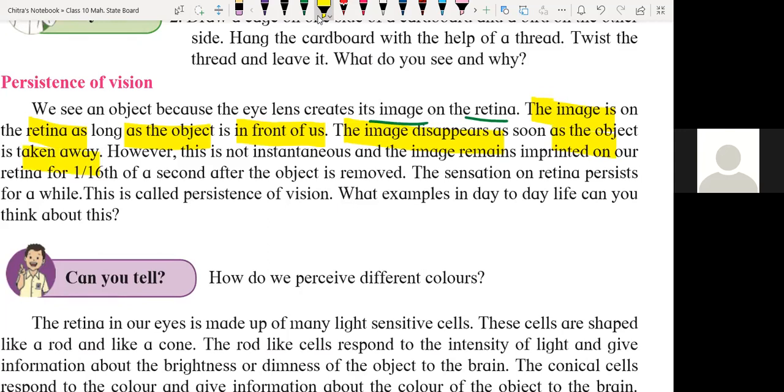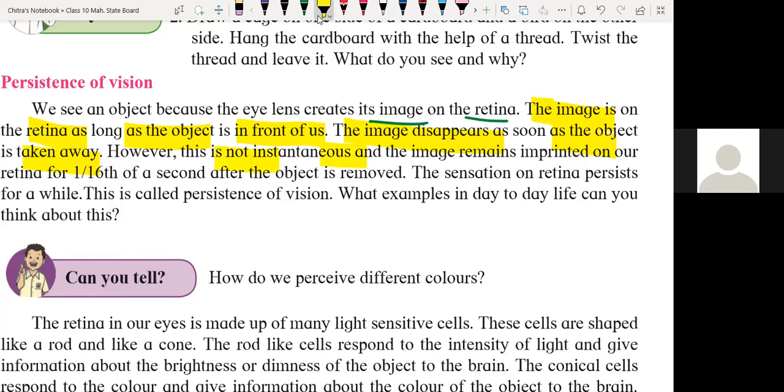If that object is right in front of my eyes, then its image is going to form on the retina. But as soon as I remove that object from in front of my eyes, the image will also disappear from the retina. But it remains there for about 1/16th part of a second. That 1/16th part of a second is called persistence of vision. However, this is not instantaneous.